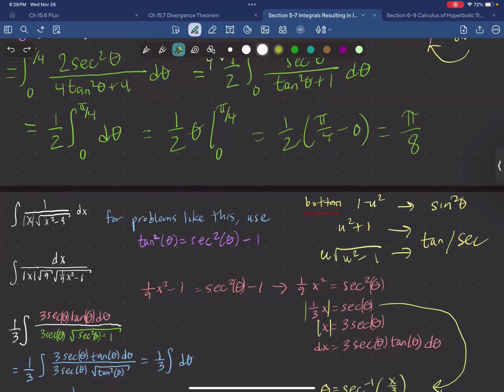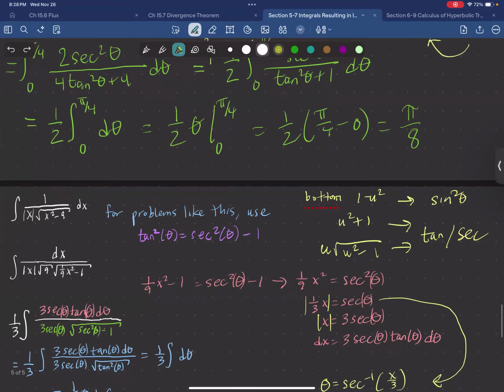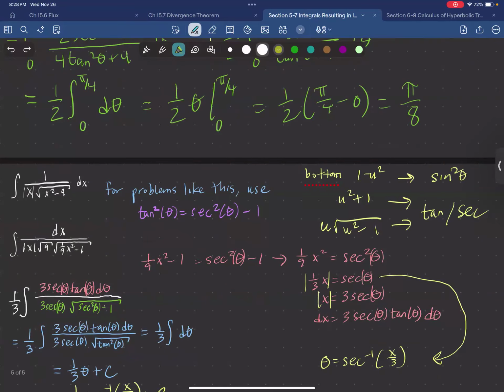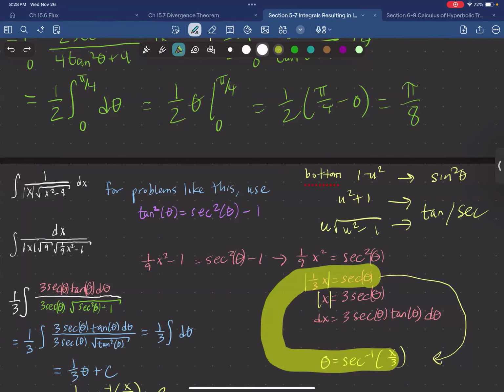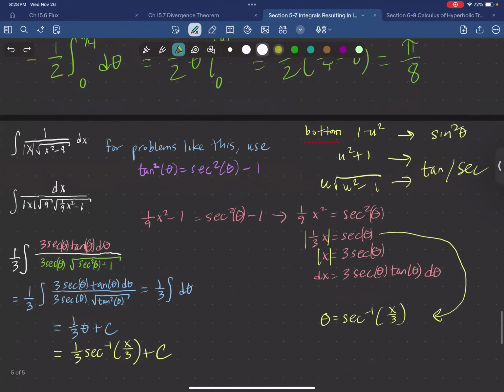We still have the 1/3 on the outside, though. So when we integrate this, we get 1/3 theta plus c. Coming from up here, theta equals secant inverse of 1/3 x, or x over 3. So that's what we put in. And it should be absolute value of x. Three is already absolute value. It's already positive, so we don't need to have the absolute value on the 3. And that's our answer.